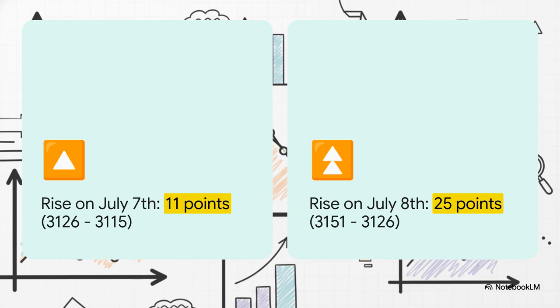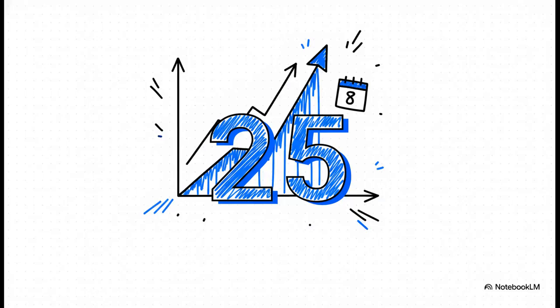To see how much it rose on July 7th, we just subtract the previous day's value. So 3126 minus 3115, that gives us 11 points. Now let's do the same thing for July 8th. 3151 minus 3126 gives us a much bigger jump of 25 points. And there it is. The biggest rise was 25 points on July 8th. And just like we thought, that's where the line on the graph was the steepest. Remember that, because it's a key takeaway. A steeper upward line always means a faster increase.